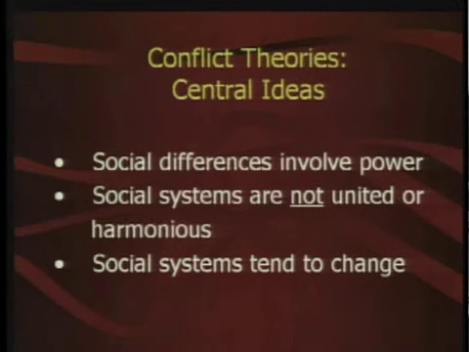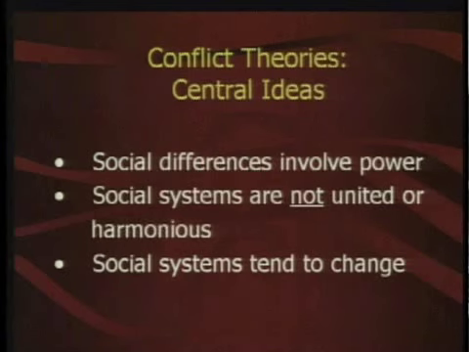Okay, another central idea is that social systems are not united and are not harmonious. Because of their competing and conflictual interests, they are constantly in conflict with one another. And here's another assumption that is really different than systems theory, which is that social systems tend to change. If you go back and think about what we said about systems theories, their main point was stability.